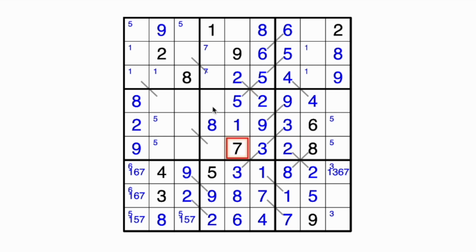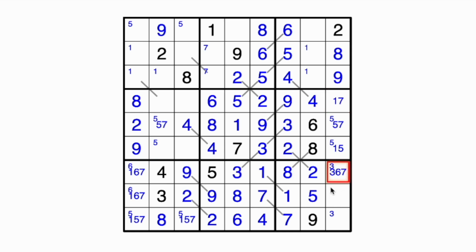1, 2, 3, 4, and 6 are left here. But this isn't a 6 because it would see that one. So that's a 4, that's a 6, that's a 4. This row, we need 5 and 7. I think those are both still possible. This box needs 1, 5, and 7. This can't be a 7. This can't be a 5. No diagonal stuff going on there.